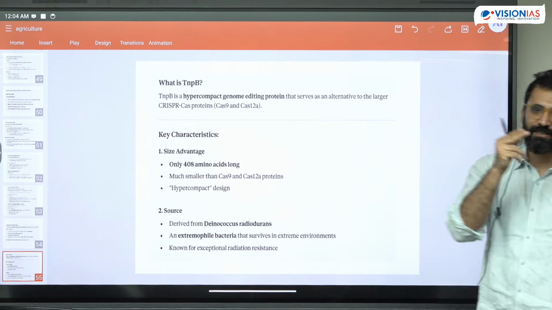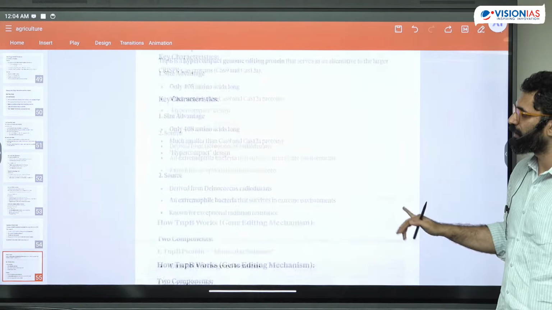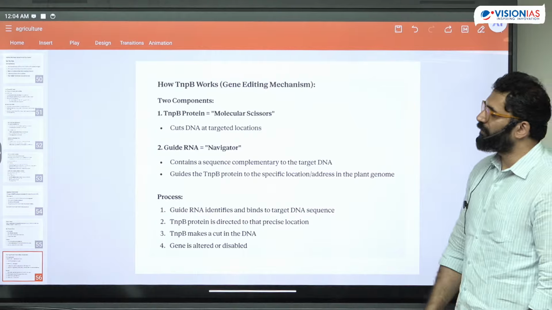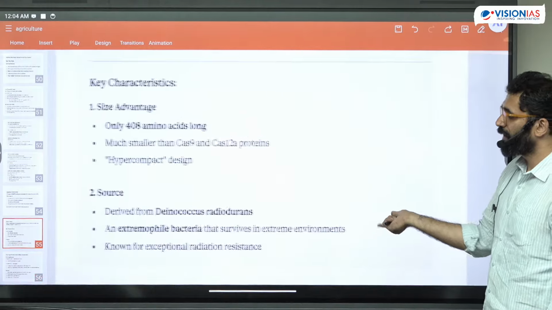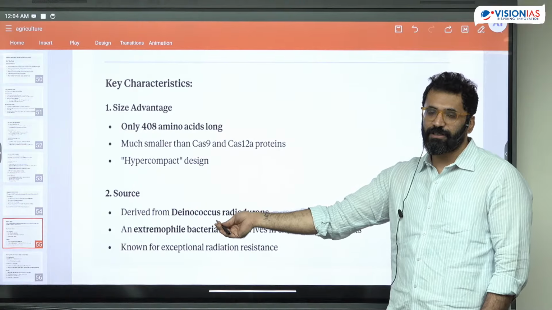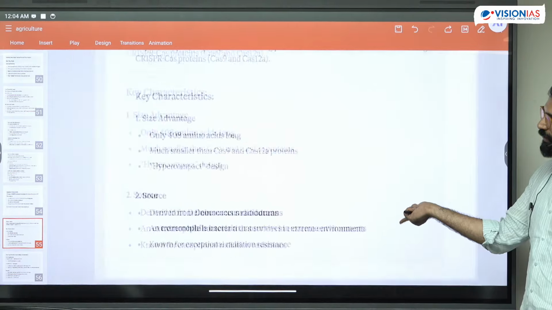What is the process? There is a scissor and an RNA, two process steps. Just like in Cas, they have the same here. The guide RNA is the navigator and the molecular scissors. It is derived from an extremophile bacteria which is radiation-resistant, protected from radiation. This was a significant achievement.